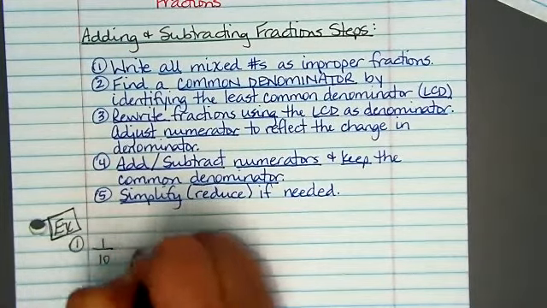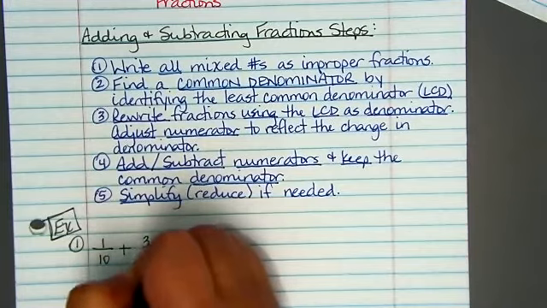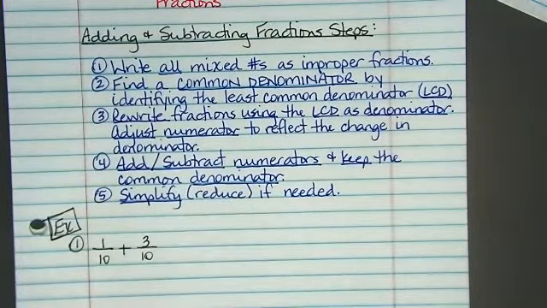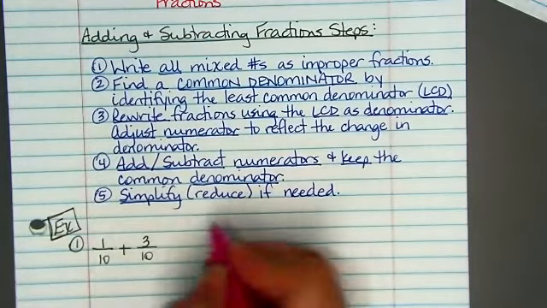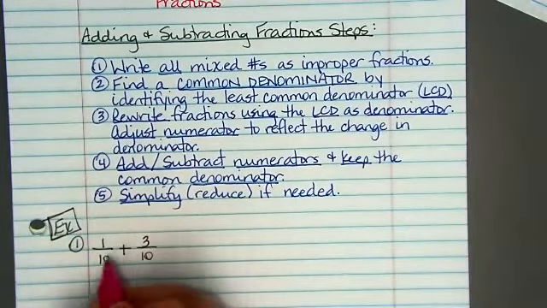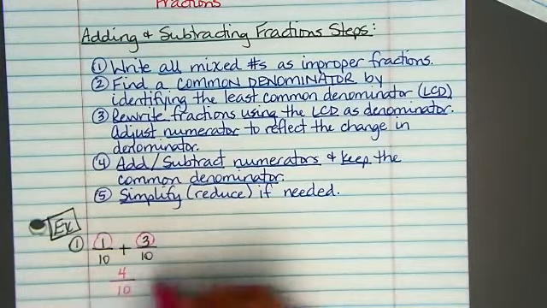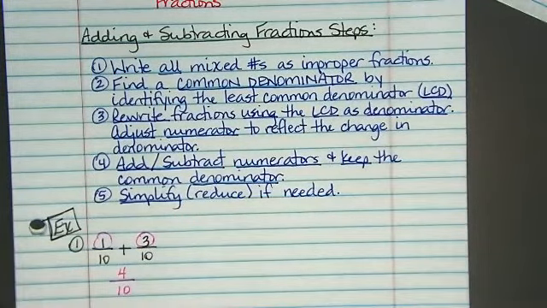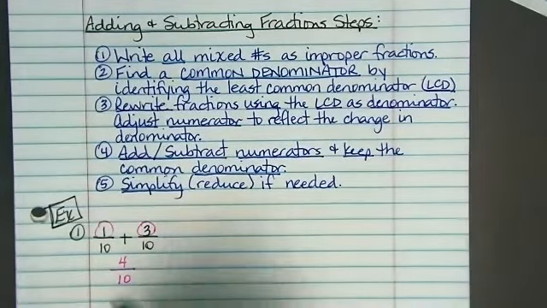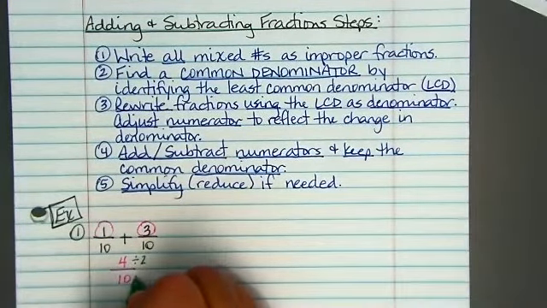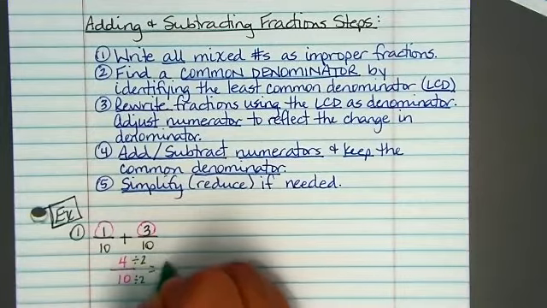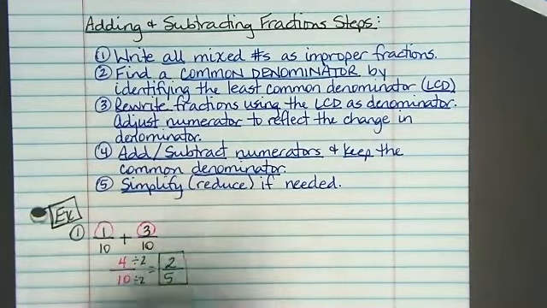This is 1 over 10 plus 3 over 10, and this is the simplest problem. It already has a common denominator, so now I'm just going to add the numerators. So I'm adding my numerators, and that's going to give me 4 over 10, and now I need to simplify because they are both even. So I'm going to divide by 2, and that gives me 2/5 as my final answer. And make sure that you box your answer and show all of your work.